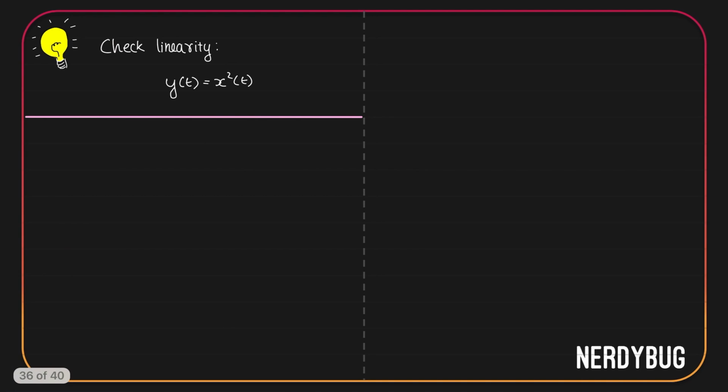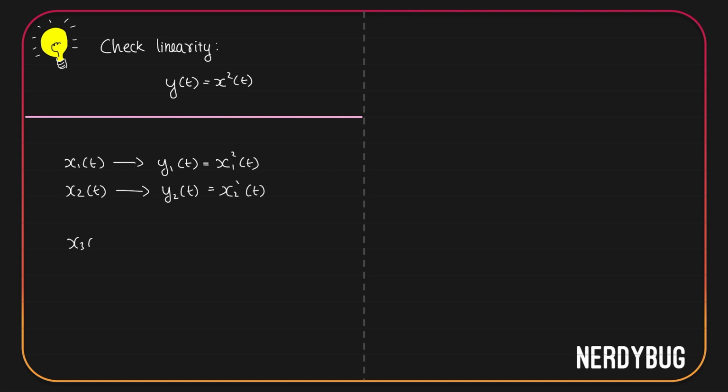Let's take another example. Here we have a system defined by the equation y of t is x square of t. Let's give x1 of t as an input. We will get y1 of t is equal to x1 square of t. Similarly, x2 of t will give y2 of t, and it will be equal to x2 square of t. Let's take x3 of t, which is the weighted sum of the first two inputs, a x1 of t plus b x2 of t. If you give this as an input, you will get y3 of t.